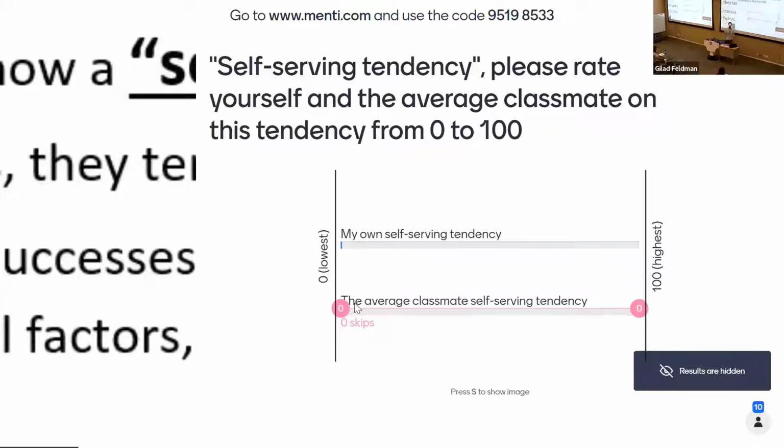So here the manipulation, it's still within design, but the manipulation is self versus others, right? And then we can compare these two.